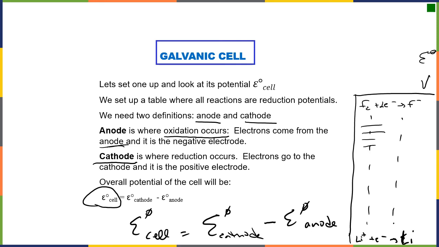So as we go down and we look at this, the first reaction we find is our cathode. The second reaction we're going to find will be our anode. We're going to take the potential at our cathode, subtract the potential at our anode, and that will give us an E naught for the cell. If we do it in this direction, our potential will always be positive and our cell will be spontaneous.